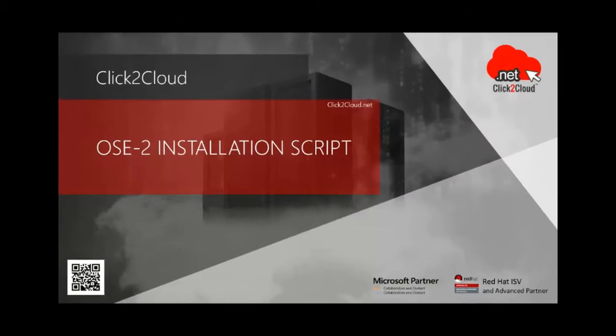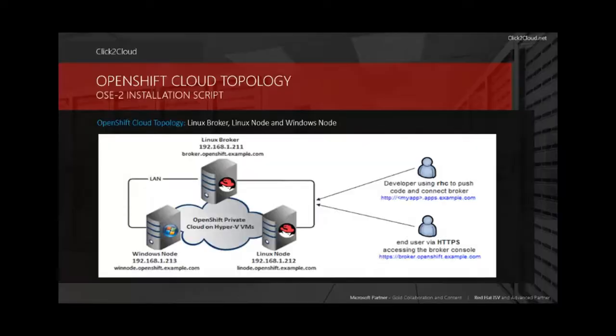Let's move ahead with the demonstration and see the topologies that will be implemented here. As you can see, we are going to deploy Linux Broker, Linux Node, and Windows Node to run Windows applications on OpenShift environment using our simple installation scripts. The IP and host name displayed with Linux Broker, Linux Node, and Windows Node will be used in this demonstration.